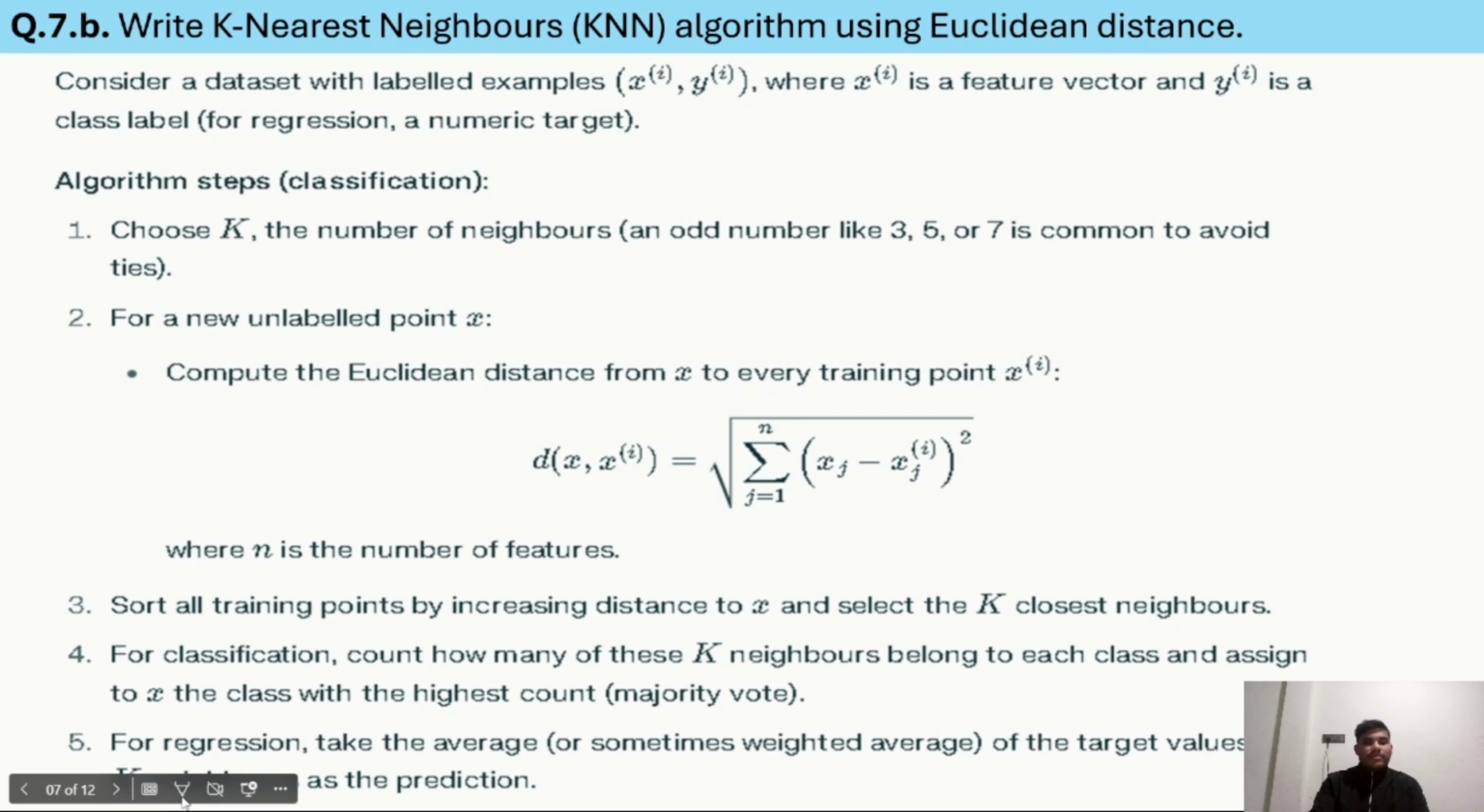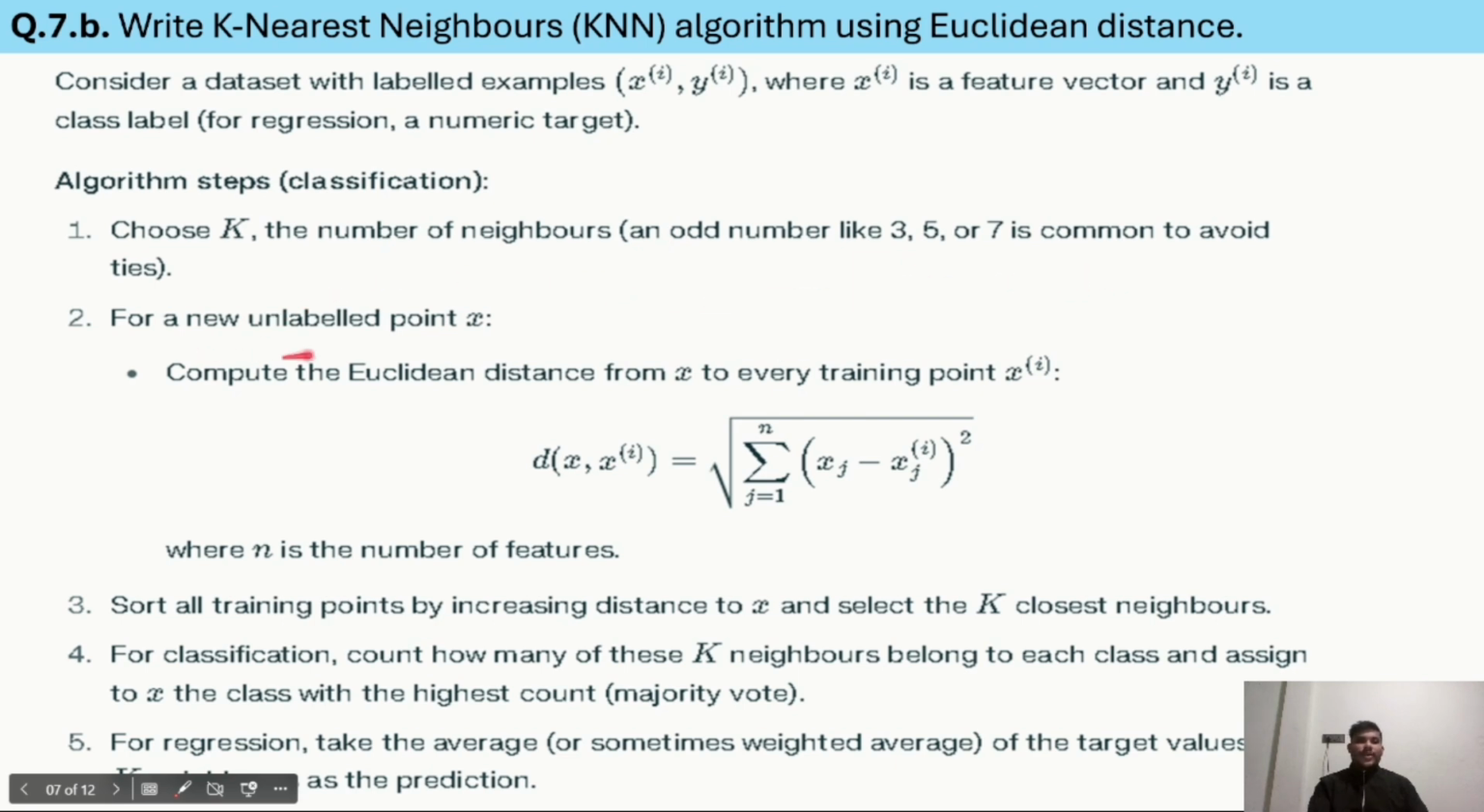Now, question number 7, part B. We have to write a k nearest neighbors KNN algorithm using Euclidean distance. Consider a dataset with labeled examples xi, yi, where xi is a feature vector and yi is a class label for classification, or a numeric target for regression. Algorithm steps, classification: choose k, the number of neighbors. An odd number like 3, 5, or 7 is common to avoid ties.